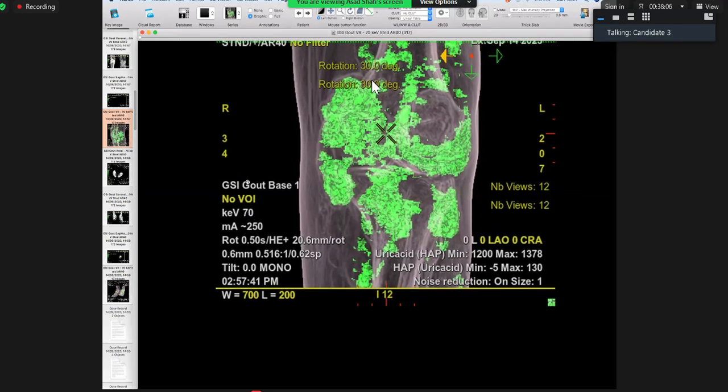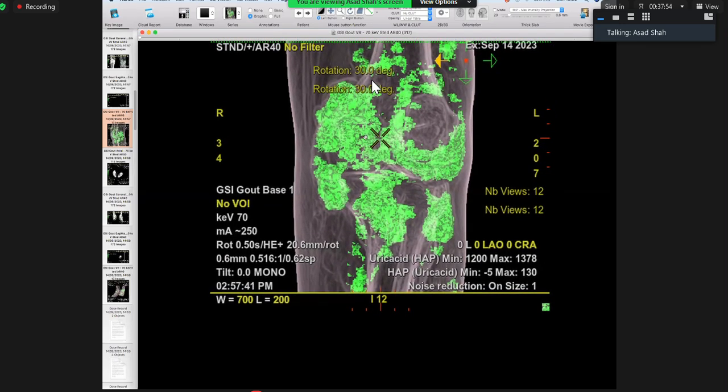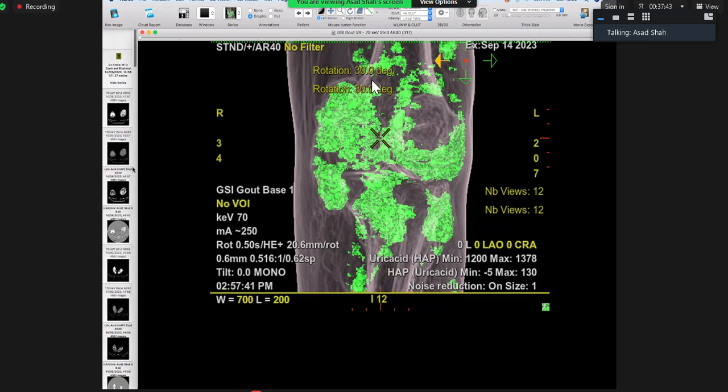Dual phase gout CT. And it's all showing you these big lumps of intra-articular and juxta-articular lumps of sodium urate. Do you know the name for this study? What is this? Dual energy CT. Yeah, dual energy CT. Okay, so yes, this was gout.